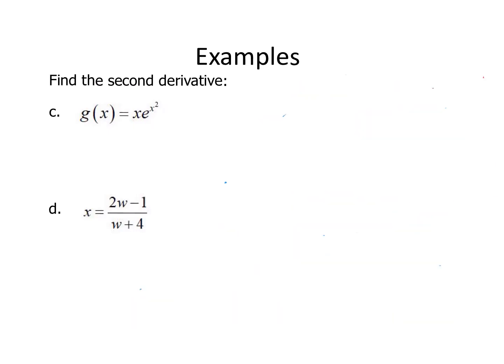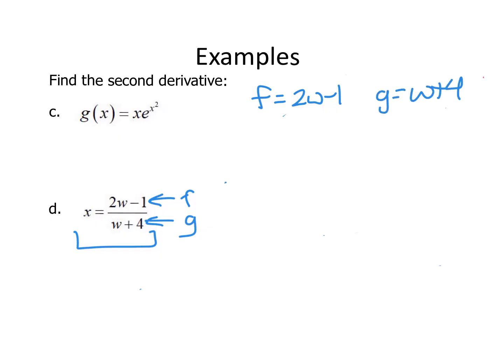Now let's take the derivative of this function. So to take the derivative of this, we're going to need to know which rule we're going to use. I've got a fraction, and so I'm going to be using the quotient rule. So that's my f, that's my g. So my f is 2w minus 1. My g is w plus 4. So my g prime is going to be 1, and my f prime is going to be 2.